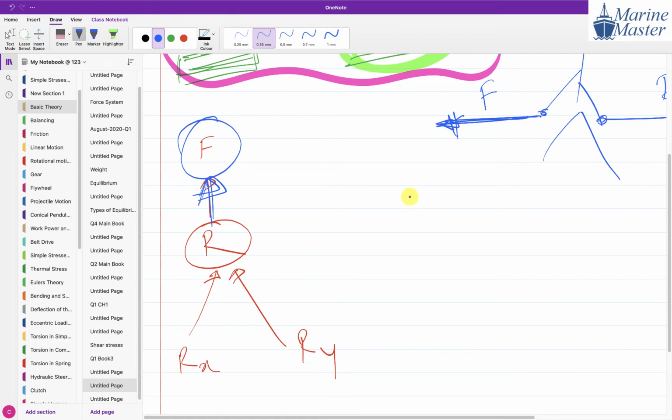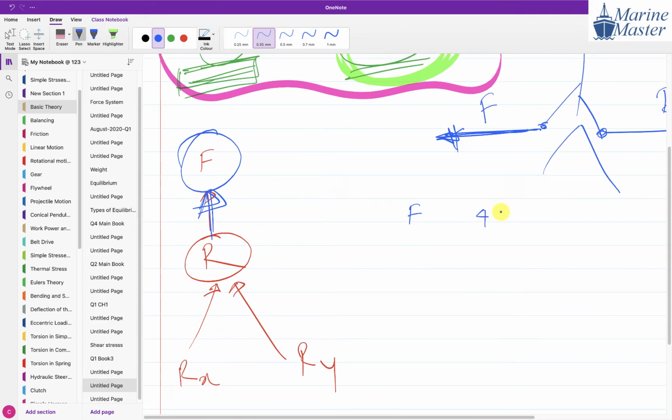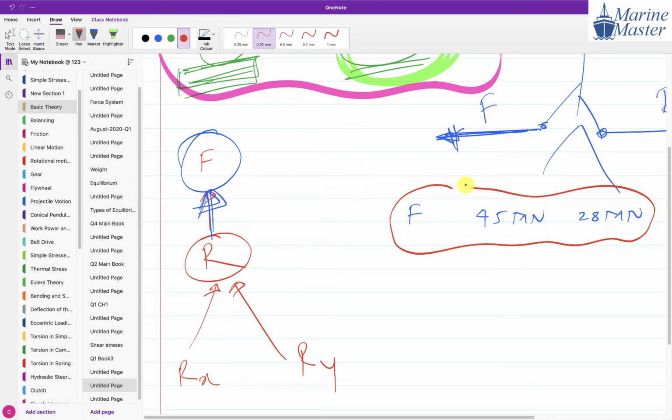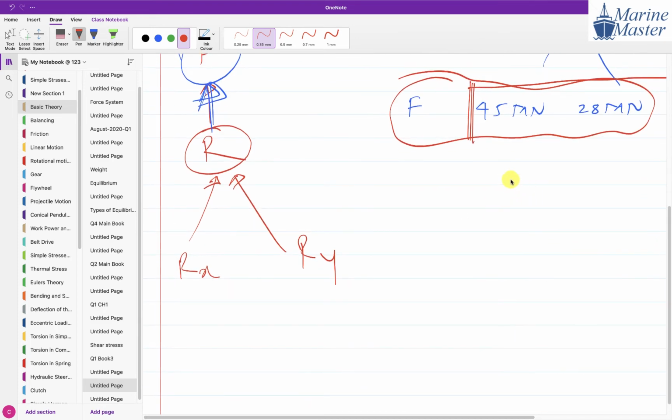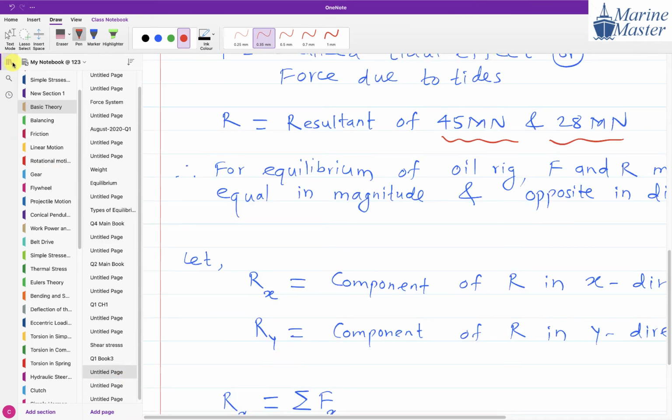Which will create an equilibrium situation? Here we basically have three forces: 45 meganewton, 28 meganewton, and 28 newton. These three forces together form an equilibrium scenario. But if we consider only these two forces, do they create an equilibrium situation? No, sir. So that's why we can't take their resultant as 0, and if the resultant is not 0, then the component is also not 0.